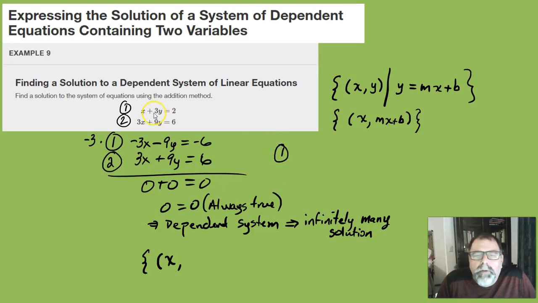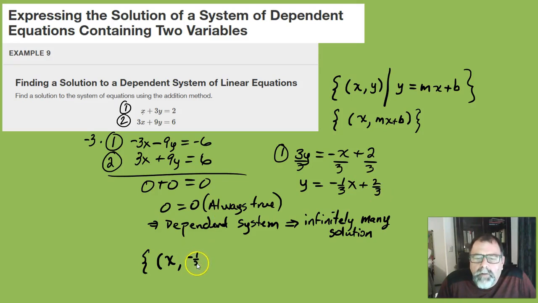So I'm going to put it in slope-intercept form. So subtract the x, and then divide by the 3. So y equals negative 1/3 x plus 2/3. And that will be my y. So negative 1/3 x plus 2/3. And that'll be my solution set.